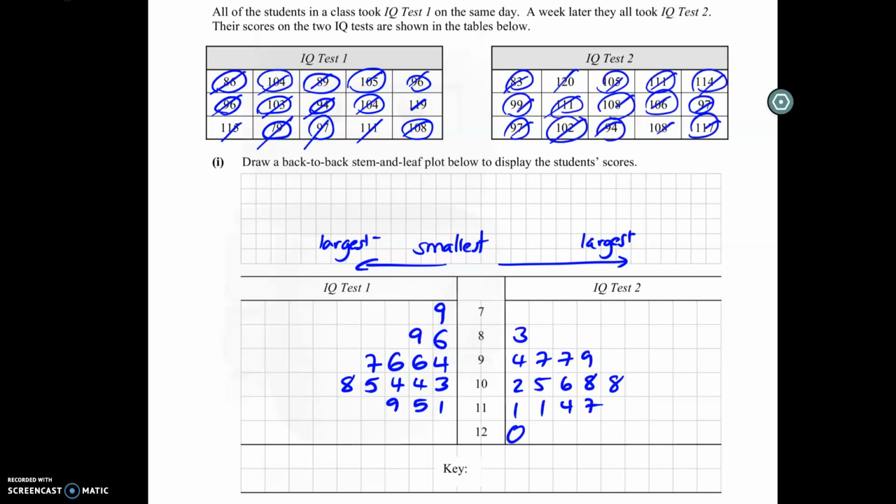Okay, so when you're finished, it's worthwhile just making sure everything is in order, starting at the stem and working outwards, smallest to largest. Make sure that you have 15 student scores on the left and 15 on the right, because there's 15 in the class. I can see that from up above.